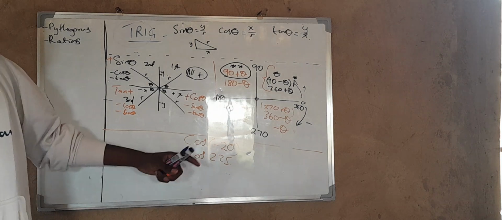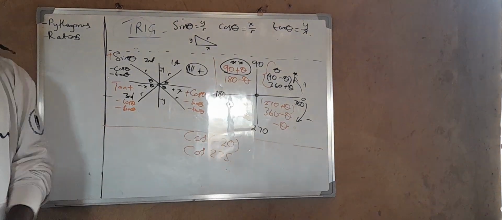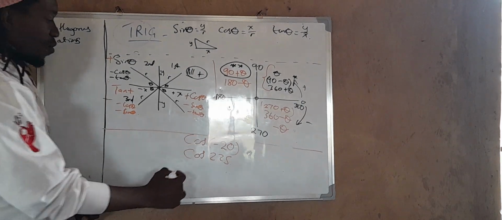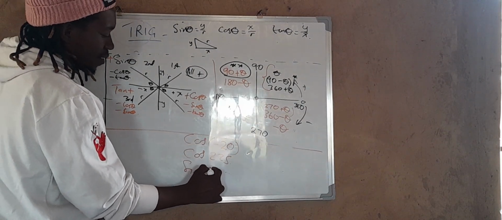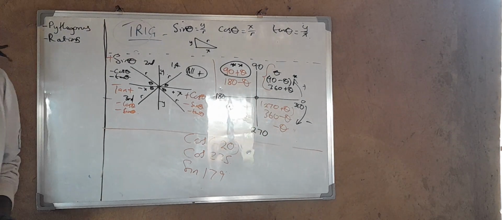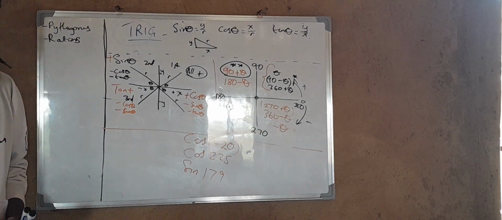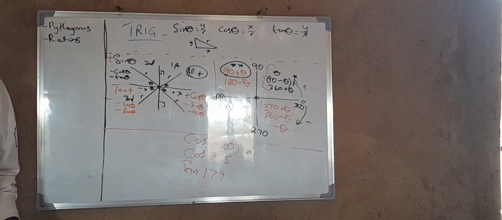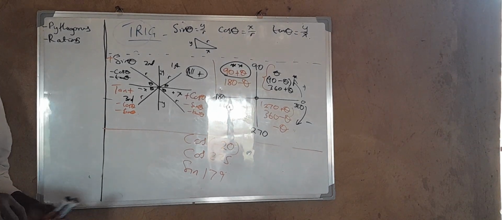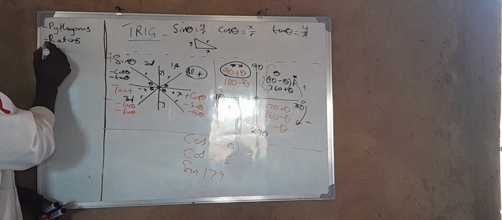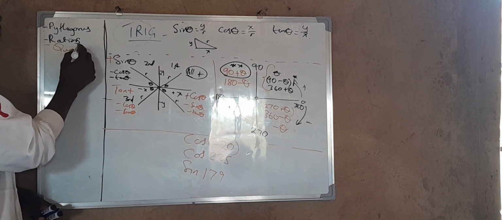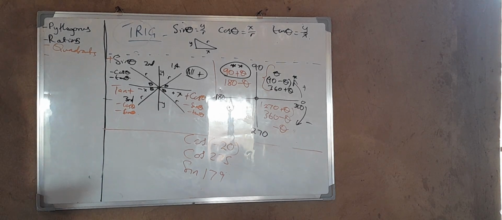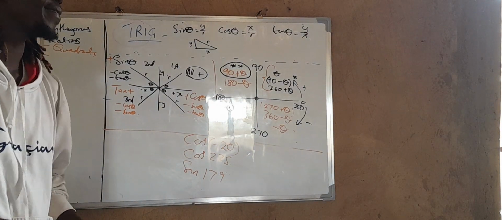So if I give you cos 225, is it positive or negative? Negative. 225, it is negative, right? Because it is in the what? Third quadrant, right? What about sine 179? It's positive because it is in the what? Second quadrant, right? About quadrants, are we okay? So now you know which one is where and how, right?